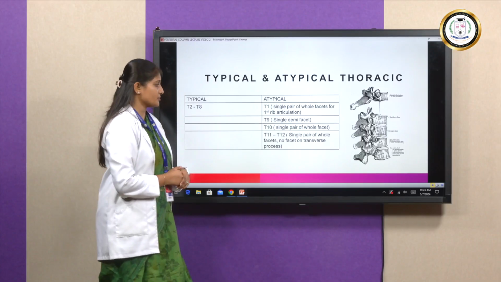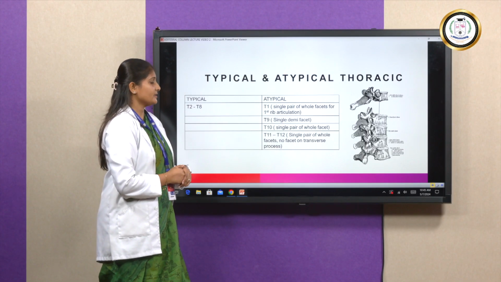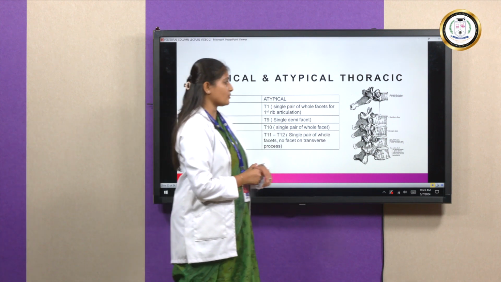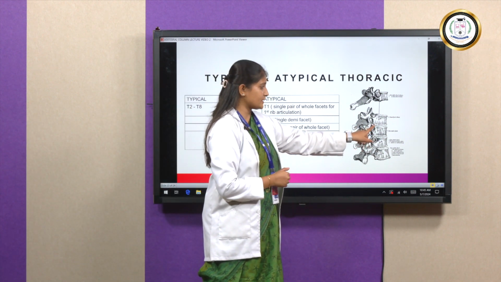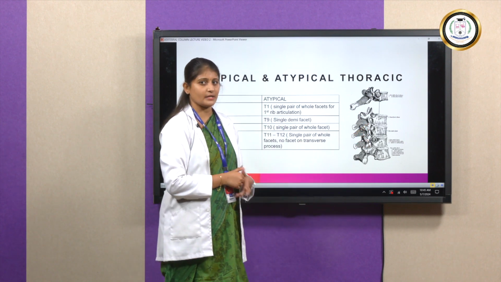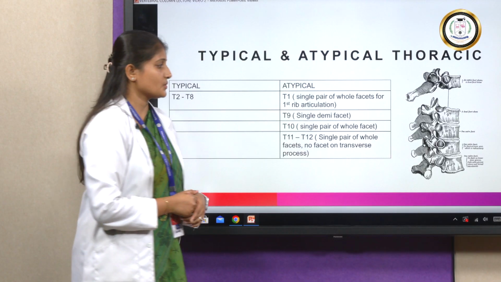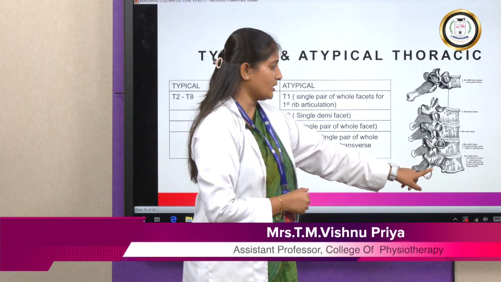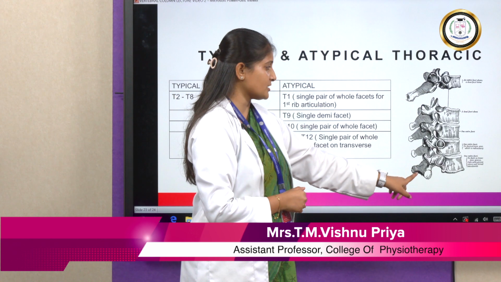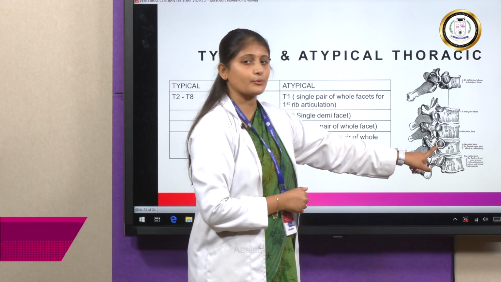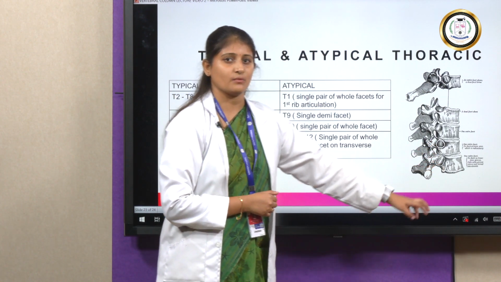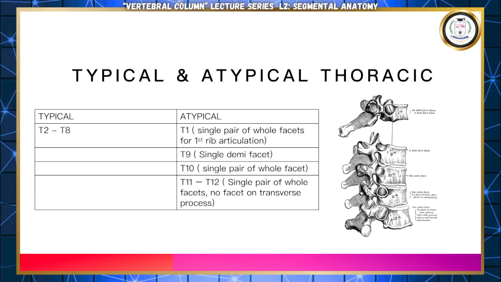Then moving on to the next atypical vertebra, T10, here also we have a single pair of whole facets. Whole facet means it is circular in nature. Then T11 and T12 have a single pair of whole facets, and there is no facet on the transverse process. So in the 11th and 12th vertebrae, there is no facet on the transverse process. These are the typical and atypical vertebrae of the thoracic region.